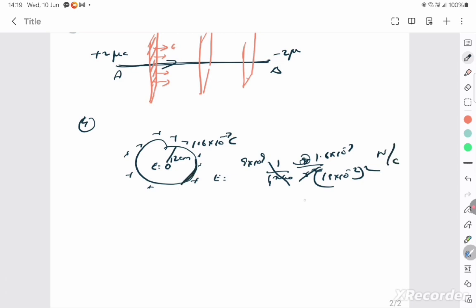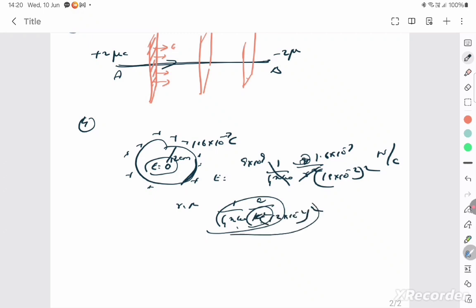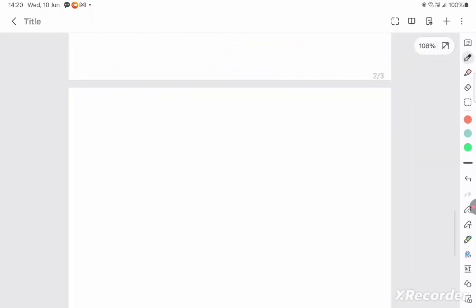On the surface, small r is equal to capital R. It's 1 by 4 pi epsilon naught into q by capital R square. On the surface, it's like this. But inside, the electric field is definitely 0. So, substitute the respective values. Here you write 12 into 10 to the power minus 2 the whole square, and then you get the electric field on the surface. I'm just explaining the sum. I'm sure you understood. Let's go to the next question.